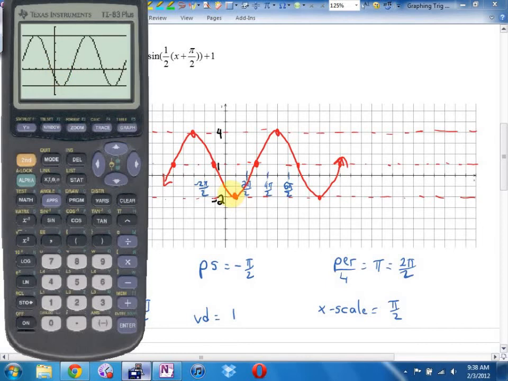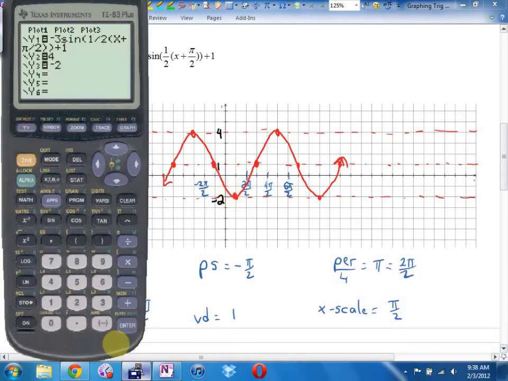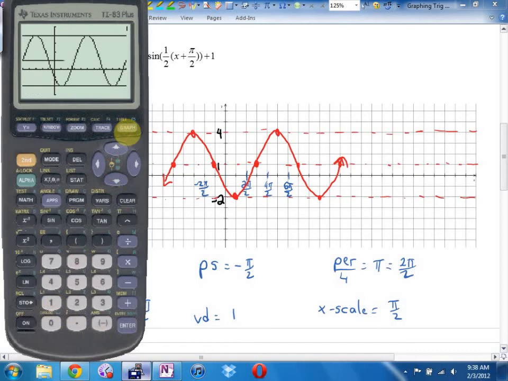Mr. Dueck, how will this help us on the test? Well, you won't be able to check your answers on the test, but you will be able to check your answers in your homework. And I think also graphing these on your graphing calculator reinforces much of what we did to graph it by hand, because you have to think, why did I type that?